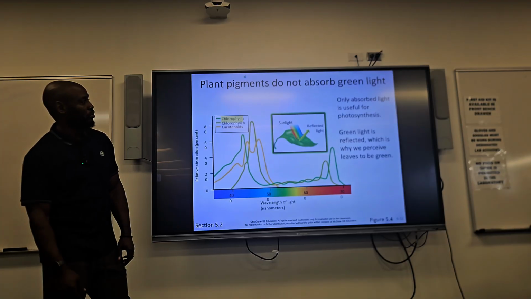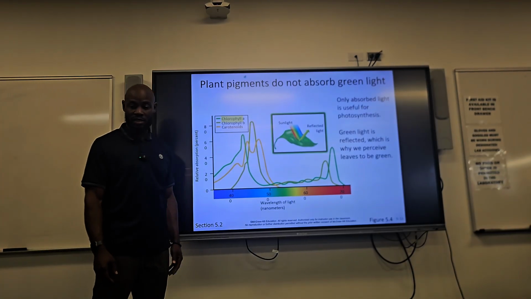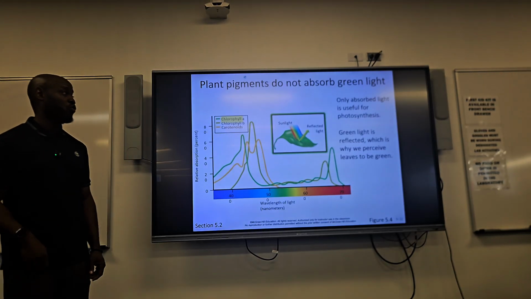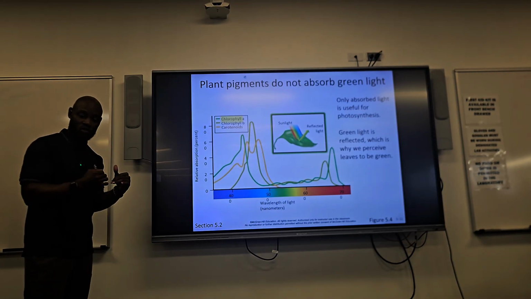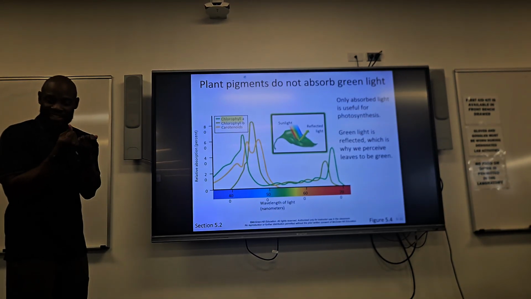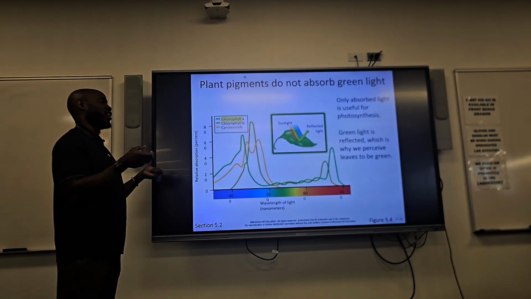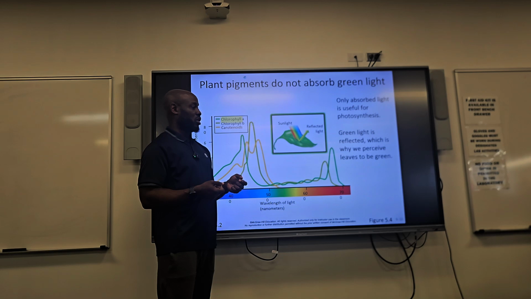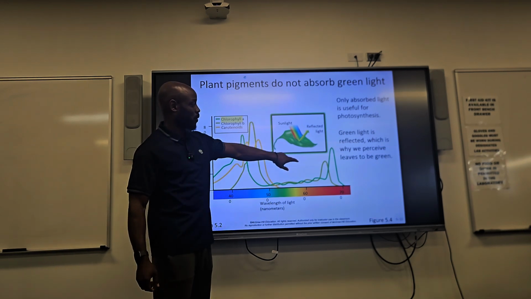Only the light that it absorbs, the light it doesn't reflect, is used for photosynthesis. With the light that is absorbed, we use those photons, those packets of light energy, and the plant cell can convert those to glucose.